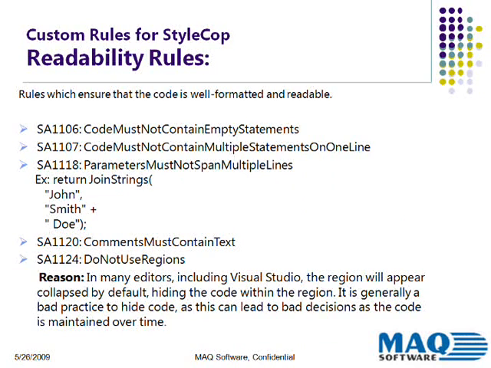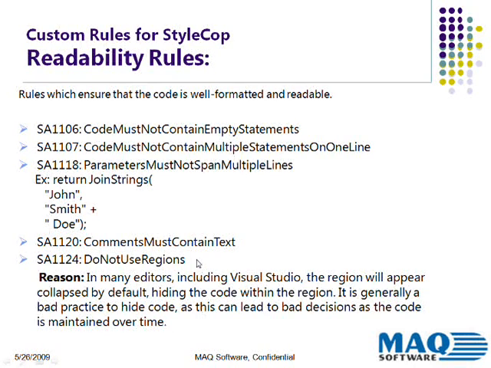These are rules which ensure that the code is well formatted and readable. This is best for the UI purpose, or at least if you want to review code, so that all these things have to be maintained. Some of the commonly used rules are: code must not contain empty spaces, and parameters must not span multiple lines. Example: join strings, comments must contain text, and do not use regions. We have some justification for that too.